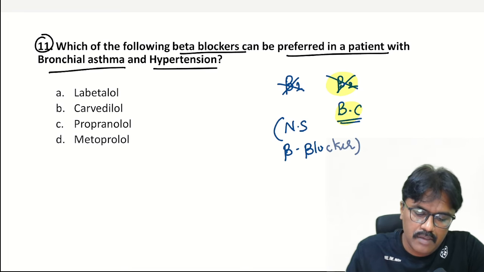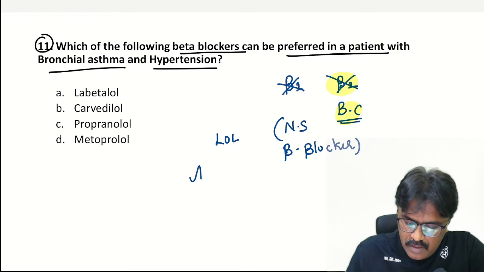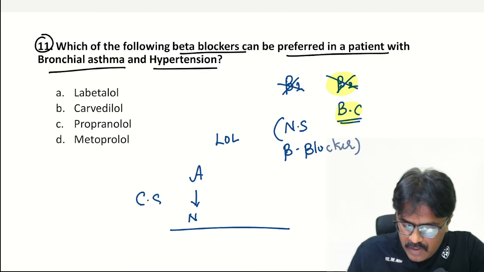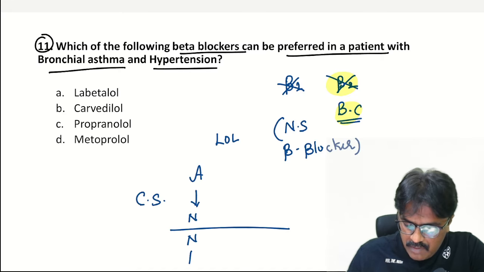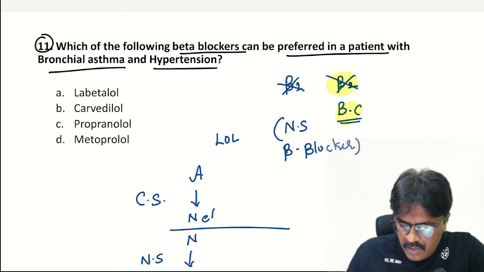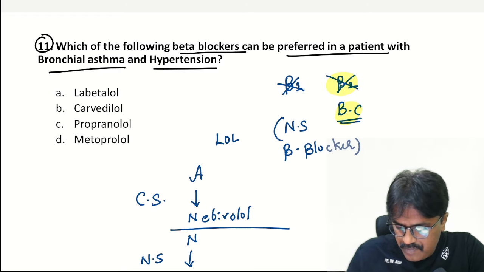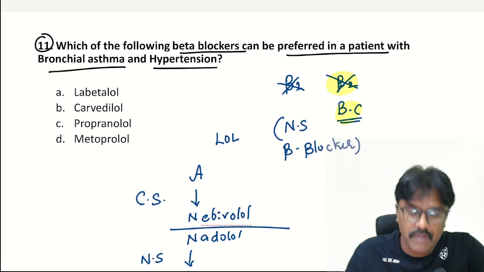How to remember what are these non-selective beta blockers? Remember, all the beta blockers end with lol. And any beta blocker whose name starts from A to N, they're all cardioselective. That means they block beta 1 more than beta 2. Any name starting from N to S, they are non-selective. What is N for? N for nebivolol, which is cardioselective, and N for nadolol, which is non-selective.